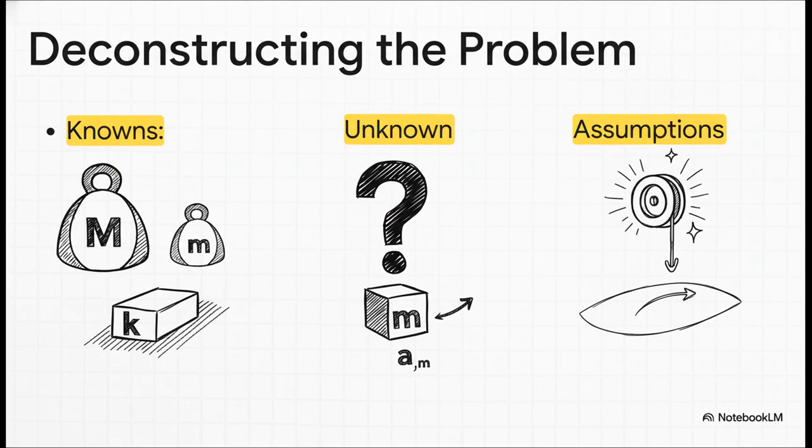Okay, let's break this down. What do we actually know? We've got the masses, big M and little m, and the coefficient of friction, k, between them. What are we looking for? The acceleration vector of the little block m. And we've got a couple of key assumptions we need to keep in mind. The ground is frictionless, and the pulley and thread are perfect, massless and all that.